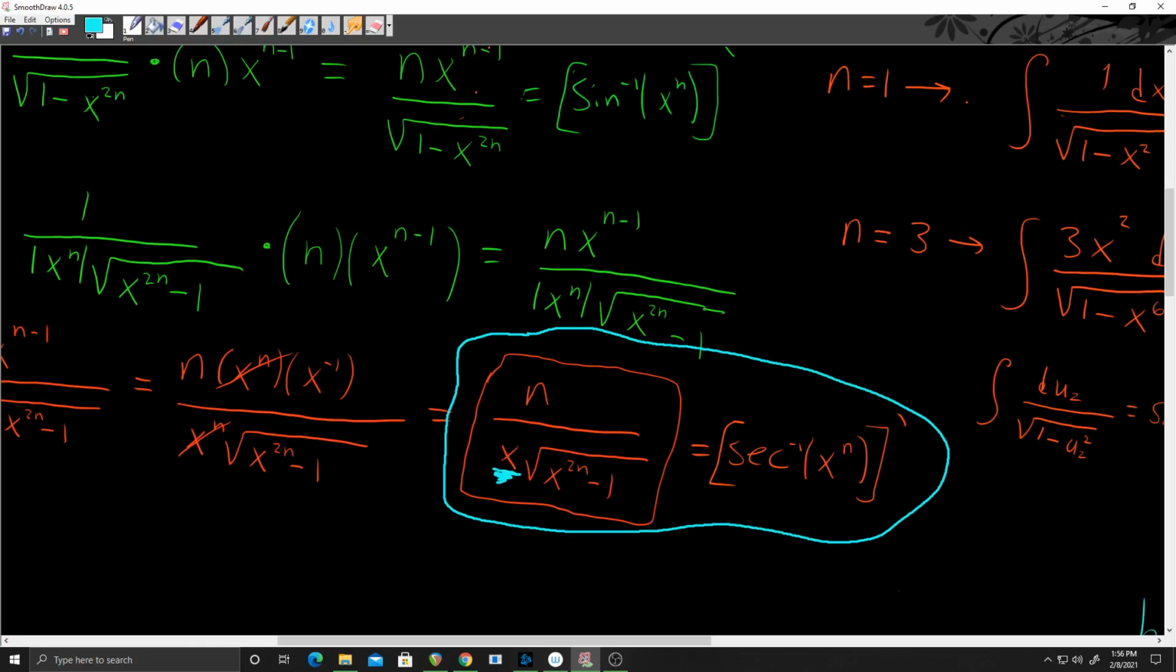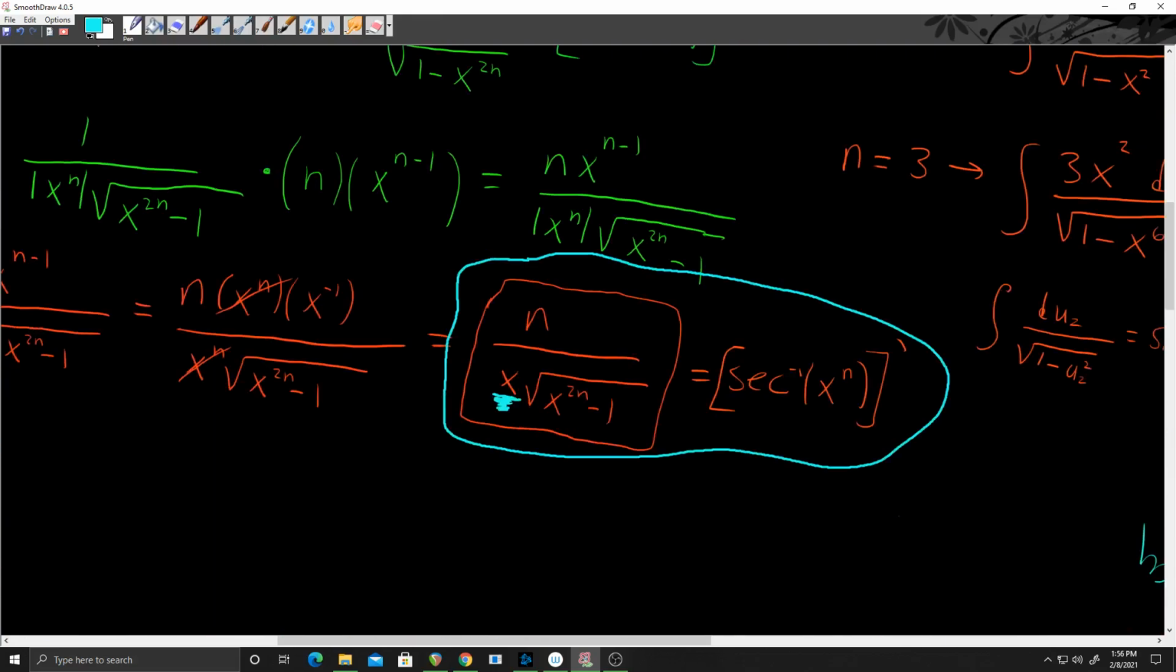And again, the reason that the lone x is always going to be here is because we're always multiplying by the derivative. We're always doing the chain rule, and we're always going to have x to the n minus 1 on top. That's always going to reduce with your x to the n on the bottom, and that's always going to produce a lone x outside of the radical, no matter what the power is, whenever you're doing an inverse secant of x to the n type integral.